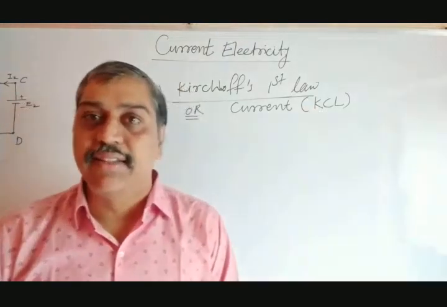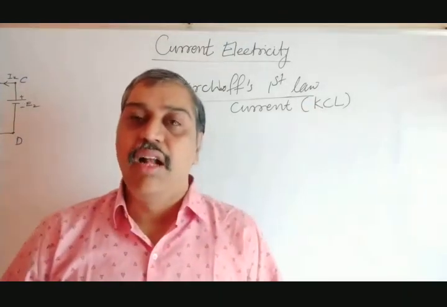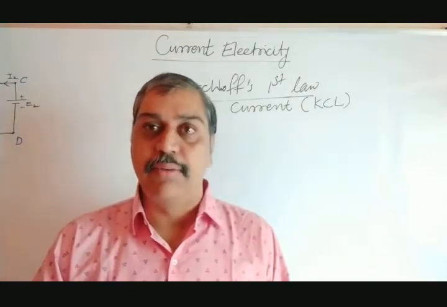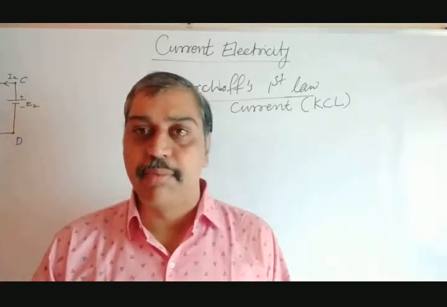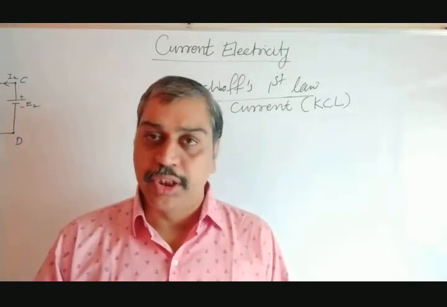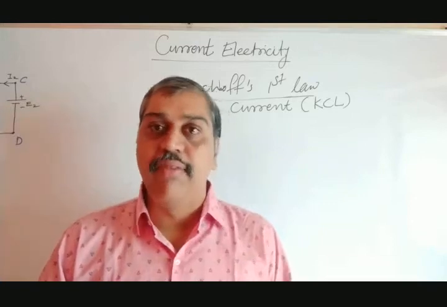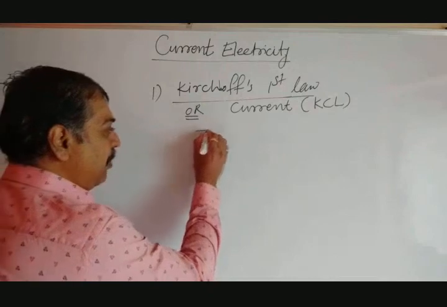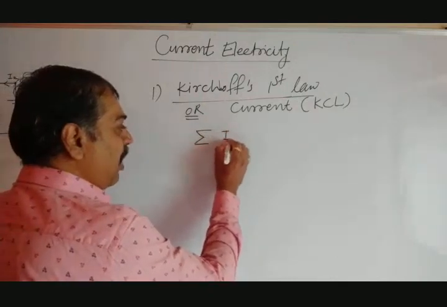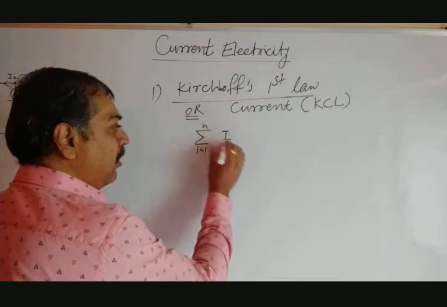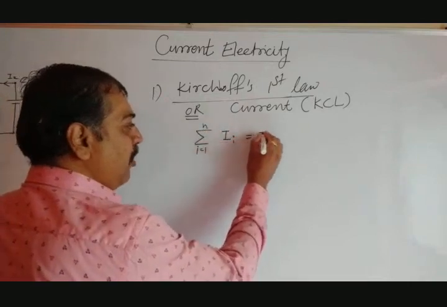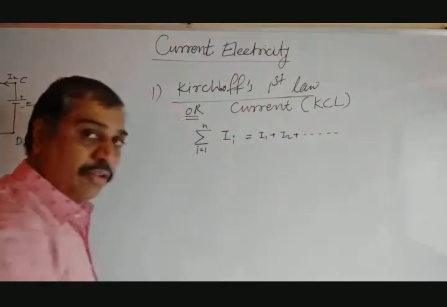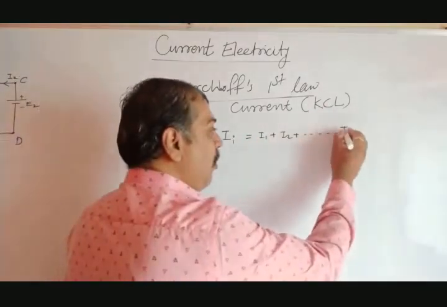What exactly does this say? Kirchhoff's first law says that the algebraic sum of the currents arriving at or leaving the junction is always equal to 0. That is said to be Kirchhoff's law. Mathematically, it is represented by the summation of I_i, where i varies from 1 to n, which means I1 plus I2 plus and so on up to In. So it is the summation of all the currents flowing.